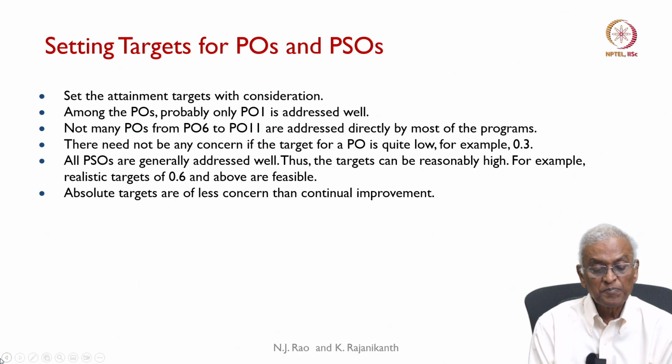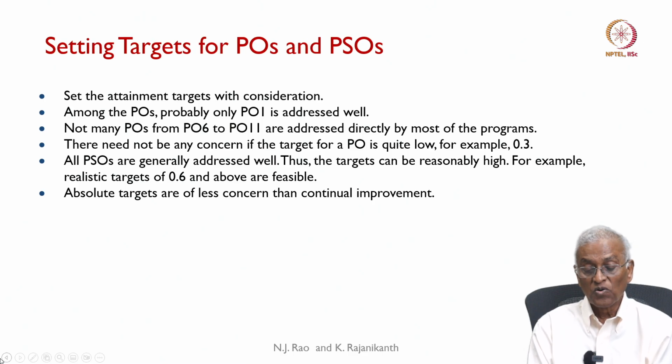Among the POs, probably only PO1 is addressed well, because most of the courses will address PO1. Not many of the POs from PO6 to PO11 are addressed directly by most of the programs. If you redesign your curriculum, and especially in the context of NEP, then you will start addressing more of the POs from PO6 to PO11. There need not be, as I mentioned earlier, any concern if the target for a PO is quite low, for example 0.3 or even less.